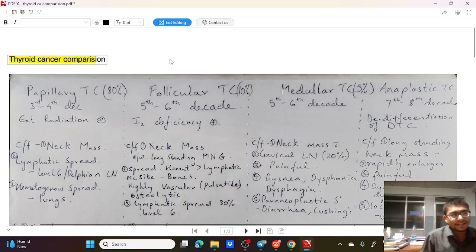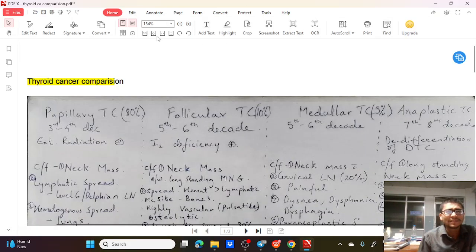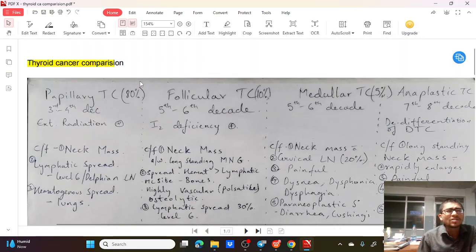Now we'll be seeing the comparison of the most common thyroid cancers. First we'll start with papillary thyroid cancer. These are the most common thyroid cancers, accounting for around 70 to 80% of thyroid malignancies. They are commonly seen in the younger population, that is 30 to 40 years of age, the third to fourth decade, and are commonly associated with external radiation exposure.